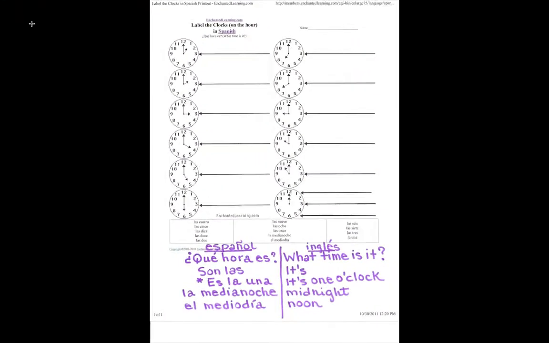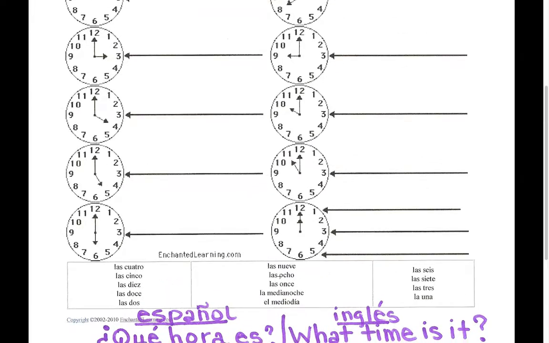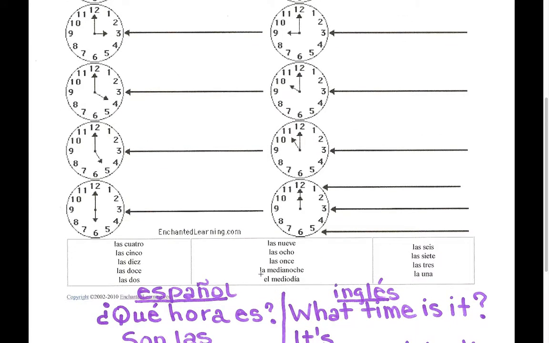Another worksheet for Más Práctica here, you're labeling the clocks. They also provide you with a banco de palabras or a word bank. And they also have some extra vocabulario for you here, like la medianoche would be midnight. El mediodía would be noon. So those are phrases you could say instead of saying it's 12 o'clock. If it was noon, you could say es el mediodía. Or if it was midnight, you could say es la medianoche.